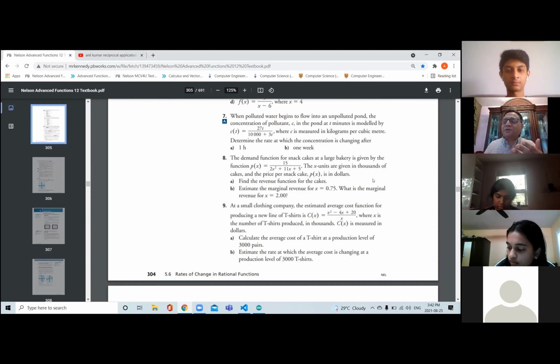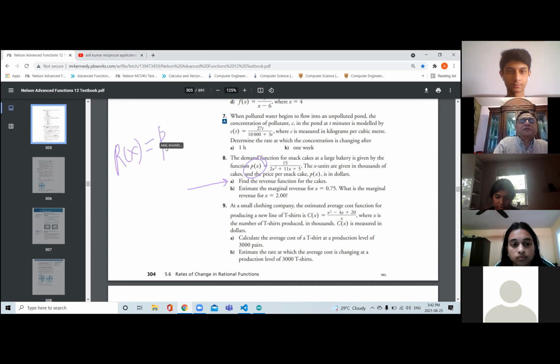When you make a sale, people will give you money. That means revenue is generated. Revenue is directly proportional to cost times number of items. So when you want to find the revenue, R(x), then R(x) will be equal to the demand function which is given to us, which is p(x), a function of x, times the number of items, x. You get the idea.